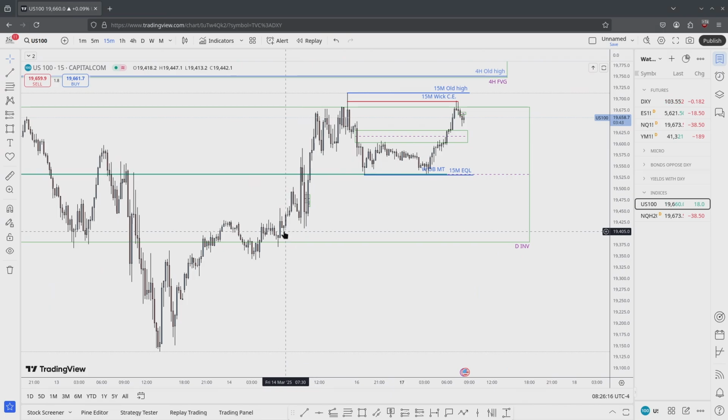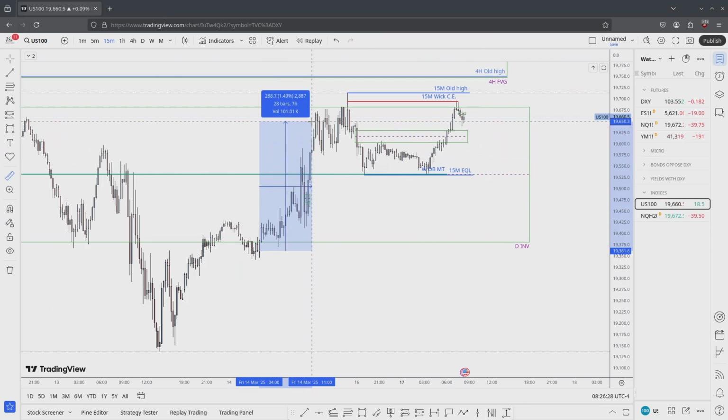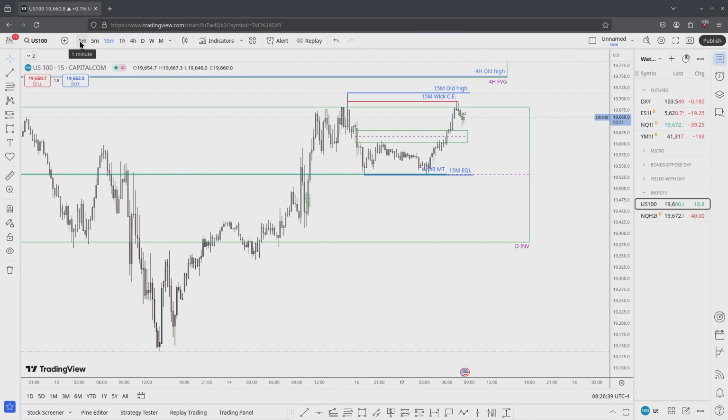Look at Friday here. Friday was a messy day as well. I just want to have a look at this. Friday, the 14th. Let's just see how much did we move. We moved 1.5% on Friday, so this is like 1% already. So it's quite a hefty move up.